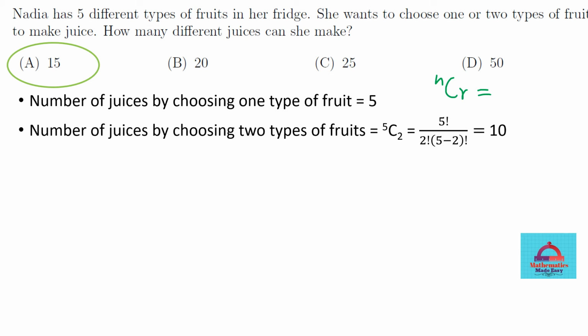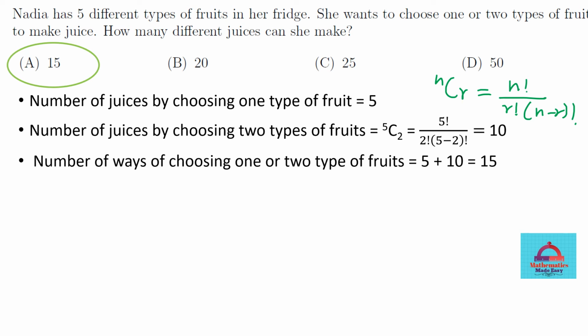NCR, the number of ways in which r options are chosen out of a total of n, is given by nCr, which is n factorial over r factorial multiplied with (n minus r) factorial. So 10 is going to be this simplification. Now, the number of ways of choosing 1 or 2 types of fruit.